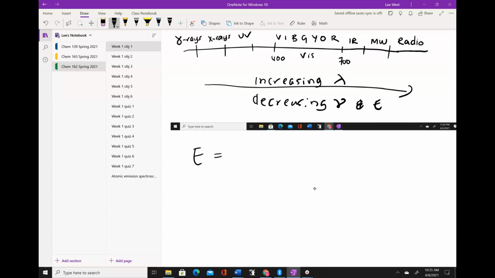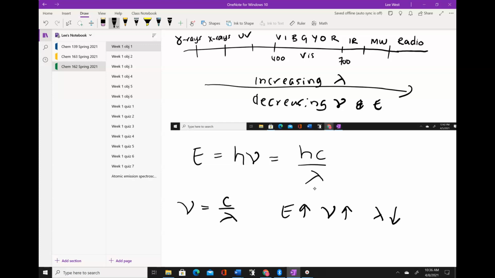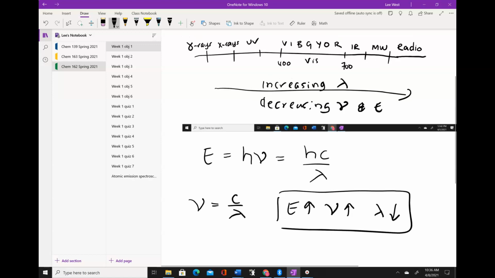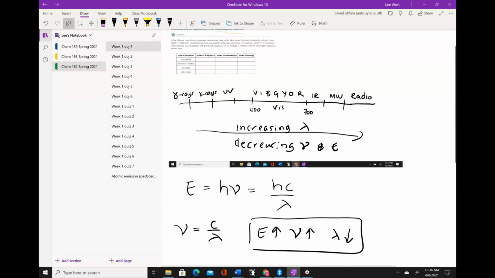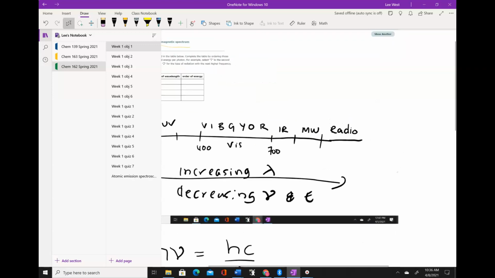Energy of a photon is equal to Planck's constant times the frequency, which is equal to hc on the wavelength, and the reason is that the frequency is equal to c on lambda. So I just substituted c on lambda into the first expression. What you can see here is that energy goes up as frequency goes up as wavelength goes down. So energy and frequency are directly related. Wavelength and energy are inversely related.